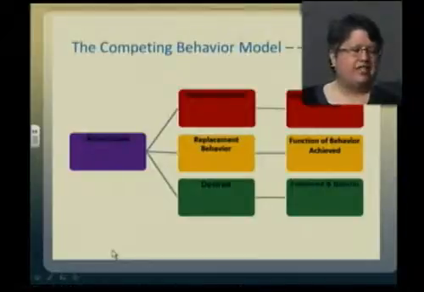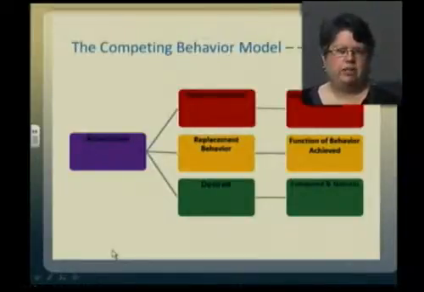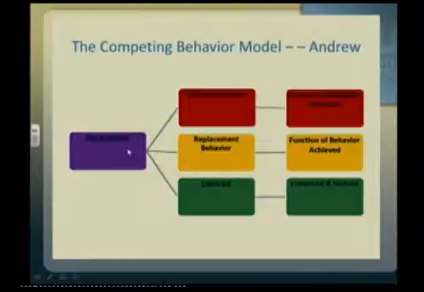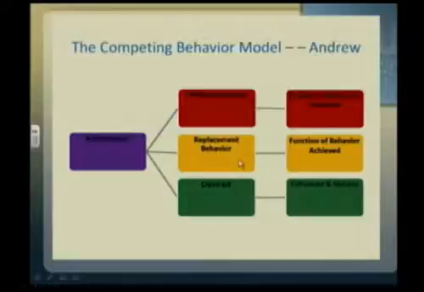And I want you to consider and maybe even sketch on a piece of paper nearby this competing behavior model, because we now understand the antecedent to the escape motivated behavior is a demand that he engage in a task. The problem behavior is sitting, running around the room and throwing things. The function of the behavior is that he avoids the task. What would a direct replacement behavior be for this problem behavior that resulted in Andrew avoiding the task?